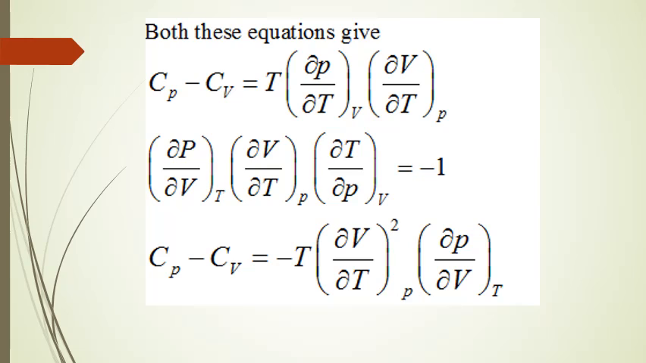Now substituting this expression in place of (∂P/∂T) at constant V in the first expression of this slide, we will get Cp minus Cv is equal to minus T (∂V/∂T) squared at constant P into (∂P/∂V) at constant T.